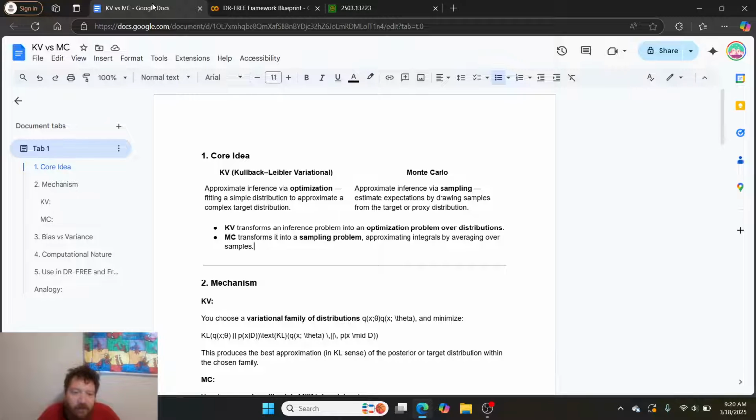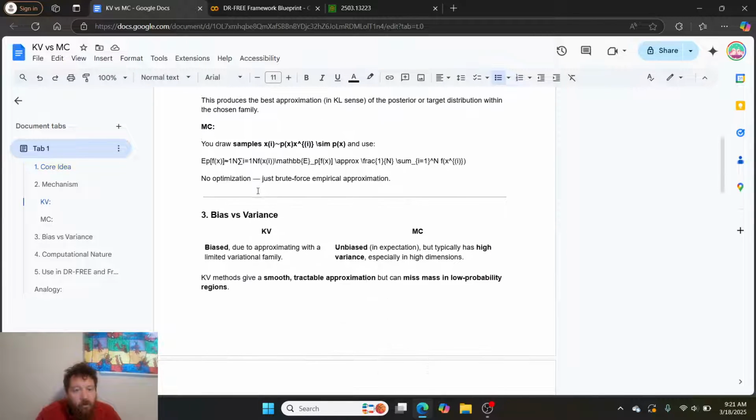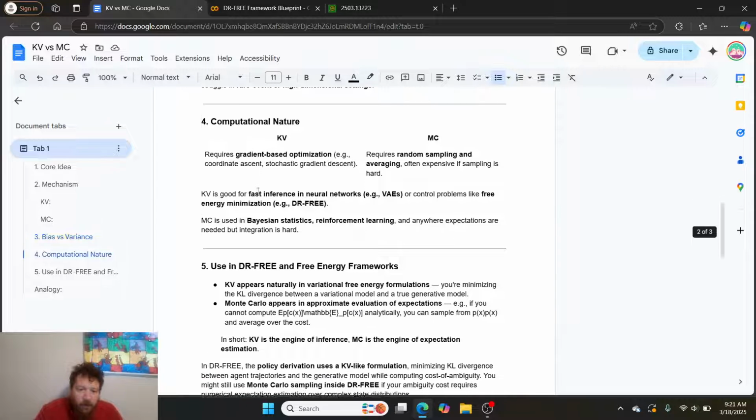KV transforms an inference problem into an optimization problem over distributions, like A through Z, whereas Monte Carlo transforms it into a sampling problem: taking the one environment I'm in and sampling it over and over again. Hopefully you can see how one is far different from the other.